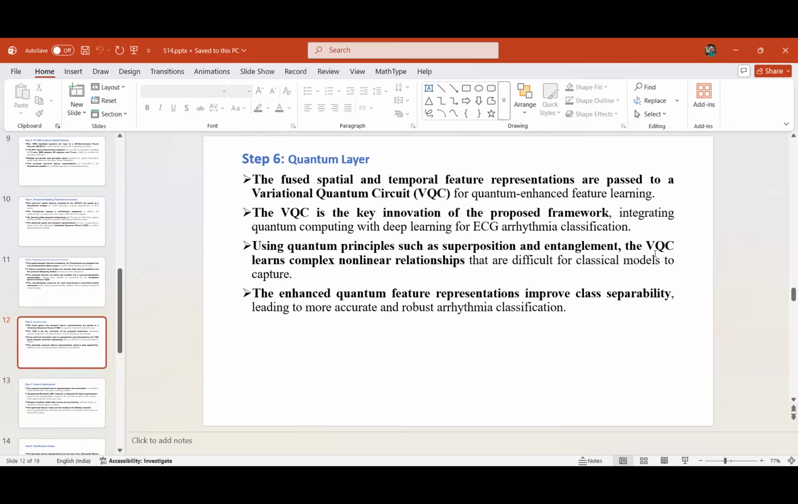And this quantum layer is a combination of three layers, which we already have seen in the proposed methodology. Excuse me, I'm so sorry to interrupt. You have less than a minute left. Okay, madam. I'm going to conclude this one.